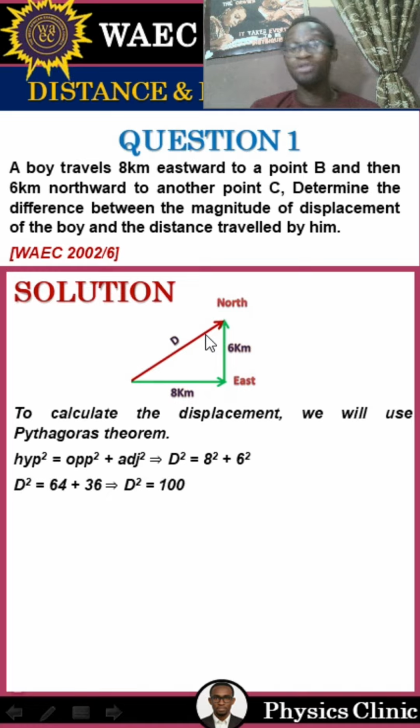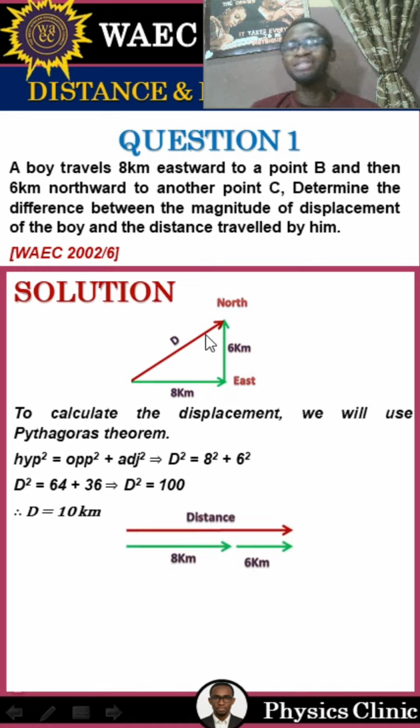And based on mathematical computation, this square is going to be 64 plus 36, meaning that D squared should be 100. So square rooting both sides, it means that our D is 10 kilometers. So what that means is that the displacement of this boy is actually 10 kilometers. Now how do we find the distance?